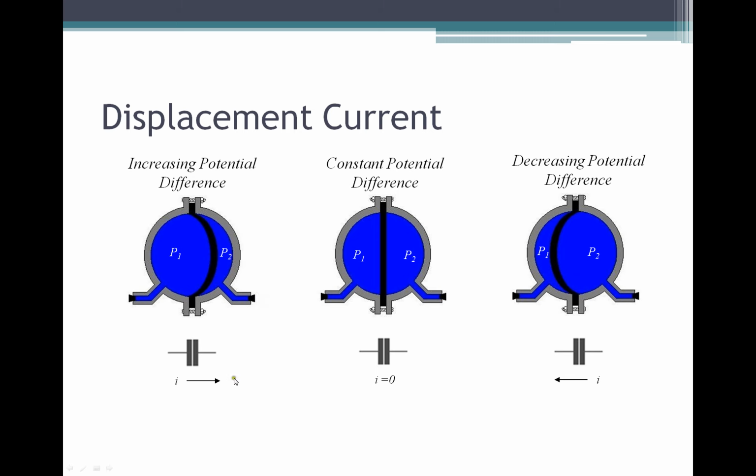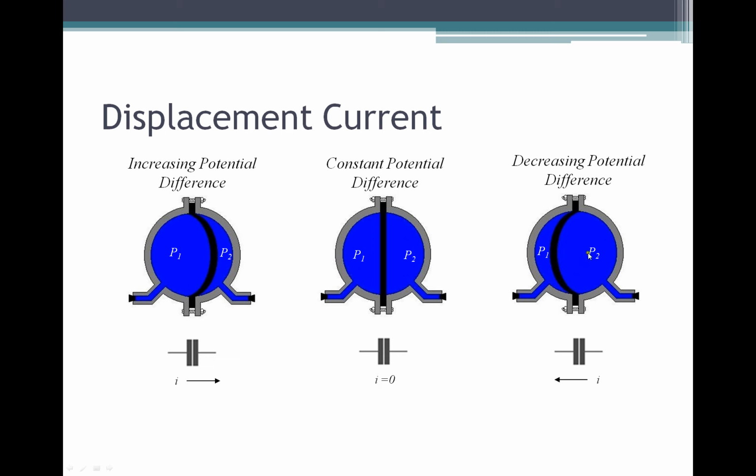And that would be the same or analogous to a displacement current moving through the capacitor in one direction. If we have a constant potential difference, there's no change, and so there's no fluid moving. It doesn't appear that there's a fluid moving through this tank. In the same way, if there's no potential difference across this capacitor, there's no current through the capacitor.